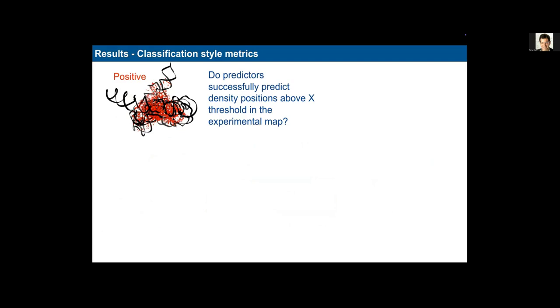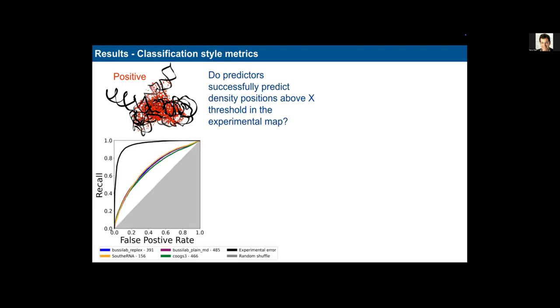If we essentially take our experimental data and say we want you to predict everything that is above 3 sigma in density value, we take these as our positive voxels, so voxels that we think predictors should predict an ion or water in. And then we ask, do predictors successfully predict these density positions? We can do simple ROC curves for this and calculate the area under the curves to get a comparison between teams. You see here for these lower density values that we actually have very similar performance between teams. So I'm just plotting those top 4 teams here for simplicity.